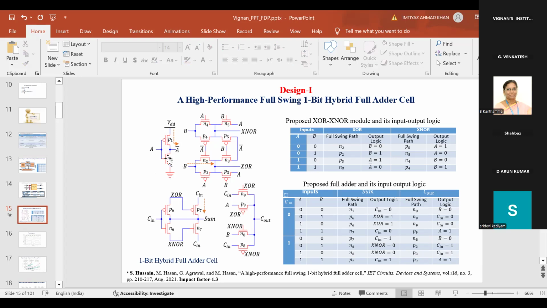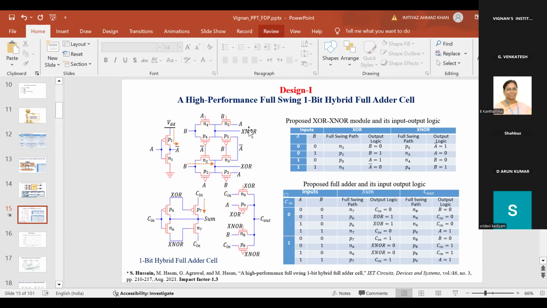Here I'm using just one inverter for A, and then XOR and XNOR. For carry, the same thing: only an inverter and the output gate from this side. For sum and for carry out, I'm using four transistors. Everything is in parallel, and XOR and XNOR are generated in parallel, so there is no dependency and no feedback for XOR and XNOR generation.